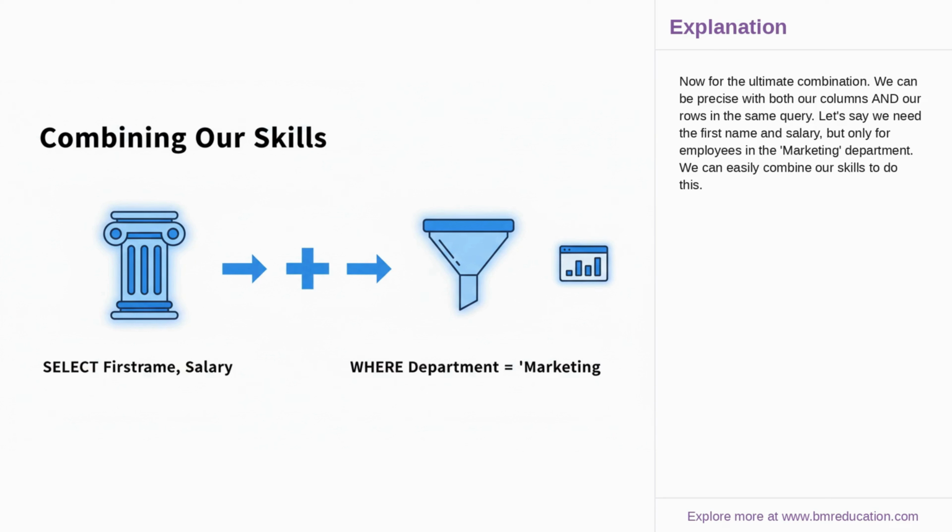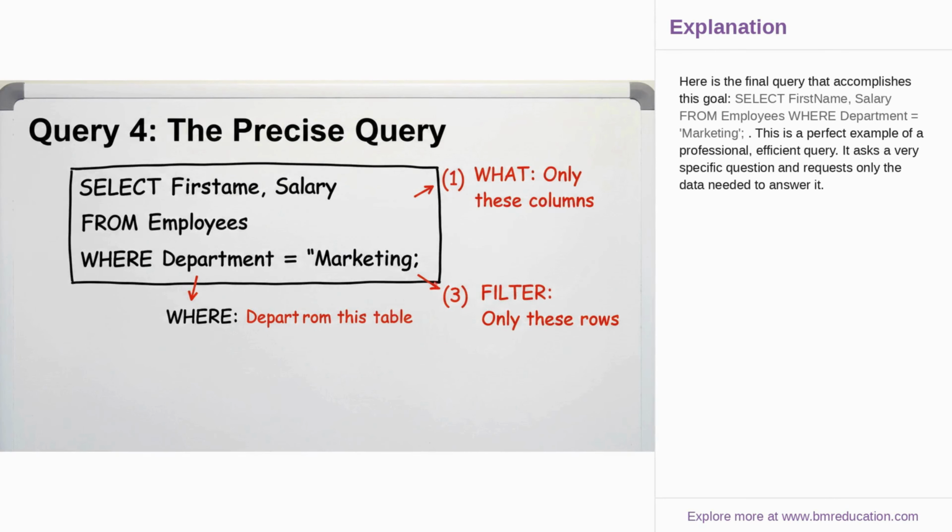Let's say we need the first name and salary, but only for employees in the marketing department. We can easily combine our skills to do this. Here is the final query that accomplishes this goal. SELECT first_name, salary FROM employees WHERE department = 'Marketing'. This is a perfect example of a professional, efficient query. It asks a very specific question and requests only the data needed to answer it.